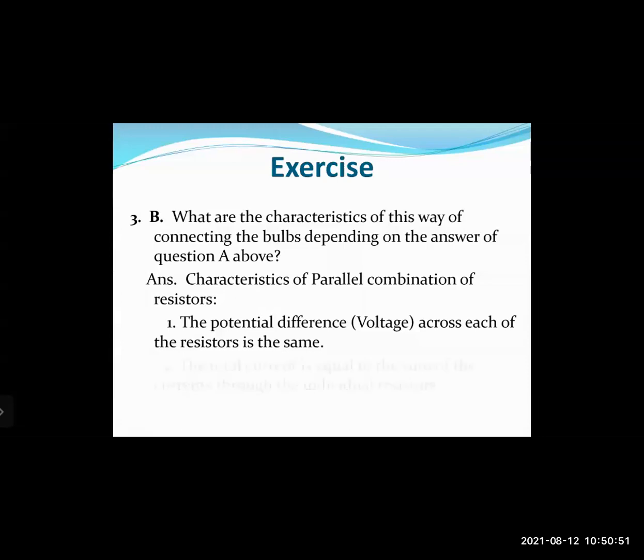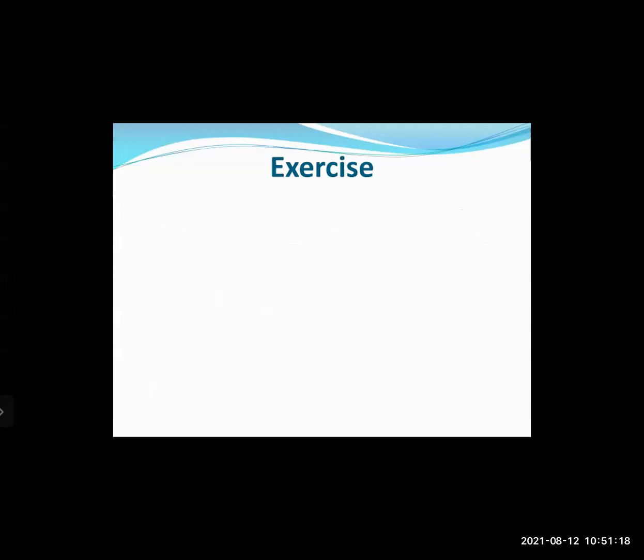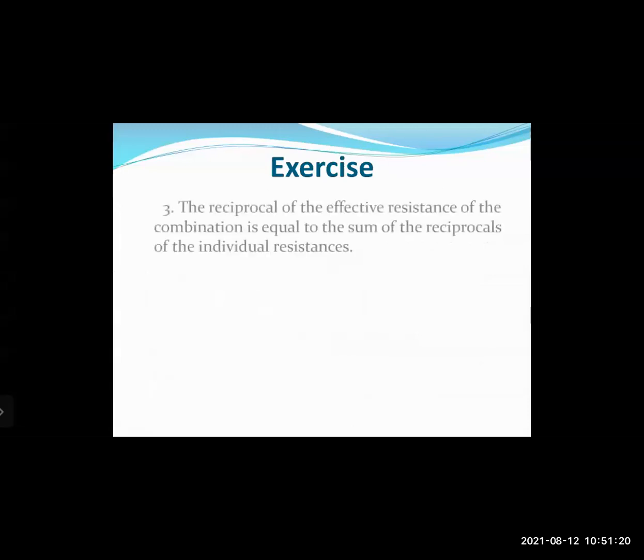Okay. Point number 2, the total current is equal to the sum of the currents through the individual resistors. That means the total current I will be equal to I1 plus I2 plus I3. Means if I1 is current flowing through the television, I2 is current flowing through the lamp, and I3 is current flowing through the fan, then the total current I will be the sum of all of the individual currents flowing through the different appliances. Okay, then let us see the third point.